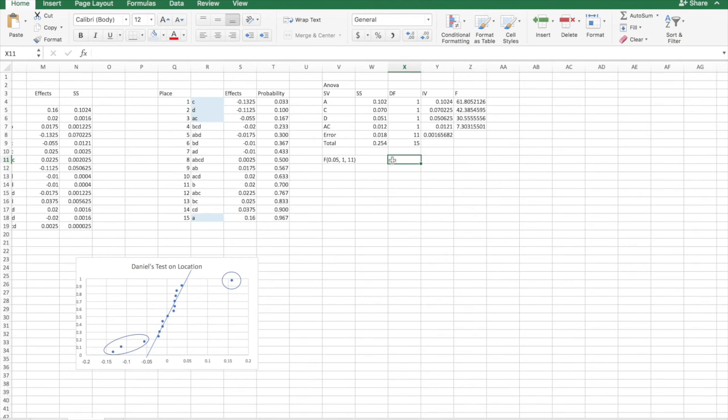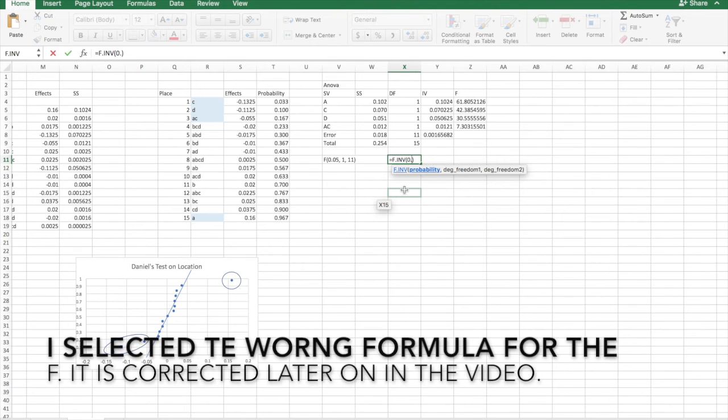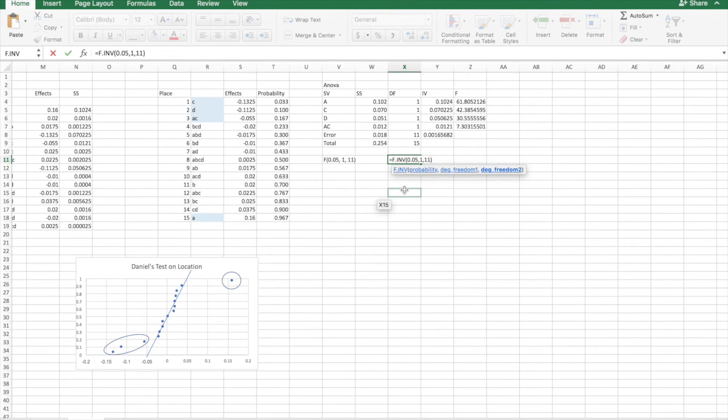And so this equals F.INV 0.05, 1, 11, and this equals 0.004. Indeed every number is higher than 0.004, and because of this we reject the null hypothesis. The null hypothesis states that they were not significant, but since we reject it, they are significant.